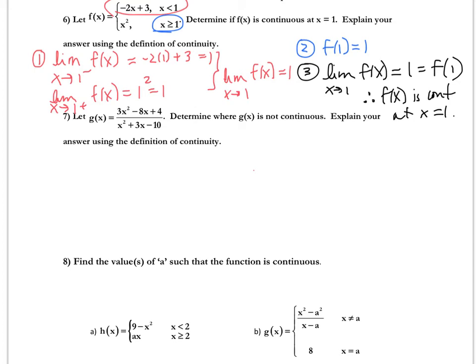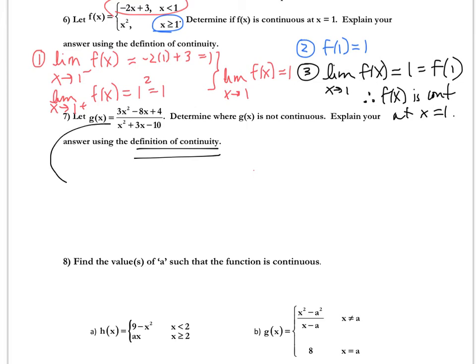Alright, so part 7. Determine if the function is continuous. Explain your answer using the definition of continuity. Basically that means whenever you see definition of continuity, you have to show all three steps. Right now we're working with a rational function, and rational functions can be discontinuous if we have a point of discontinuity, which occurs when we cancel off a factor, or if we have an infinite discontinuity, which occurs at a vertical asymptote.